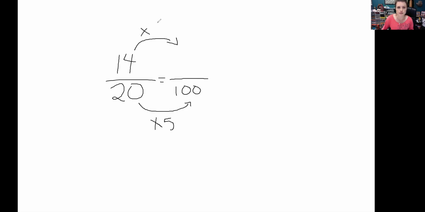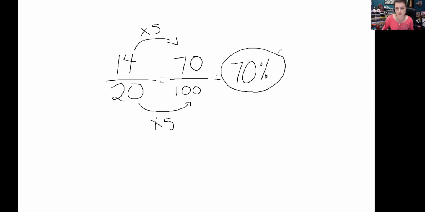14 times 5: 5 times 10 is 50, 5 times 4 is 20, add them together and you get 70. 70 out of 100 is what percent? 70 per 100 is 70%. So now I just have to write my percent sign. So he saved 70% of the shots out of the total. So that was number 13.